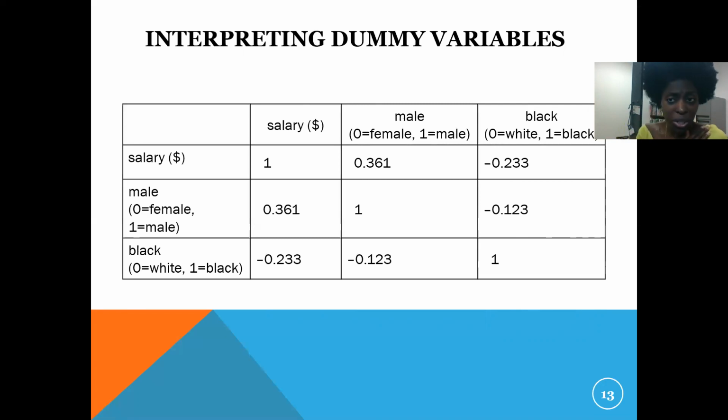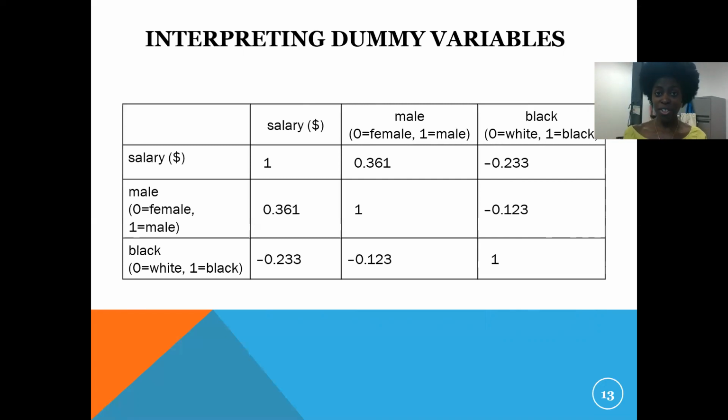If we did recode it that way, just a quick rule: when you do recode it, as long as you code correctly, you will always have the same answer. So in this case, we would have had a negative 0.361 if we had recoded so the variable is female. And I'll speak more about that at the end when we're interpreting.